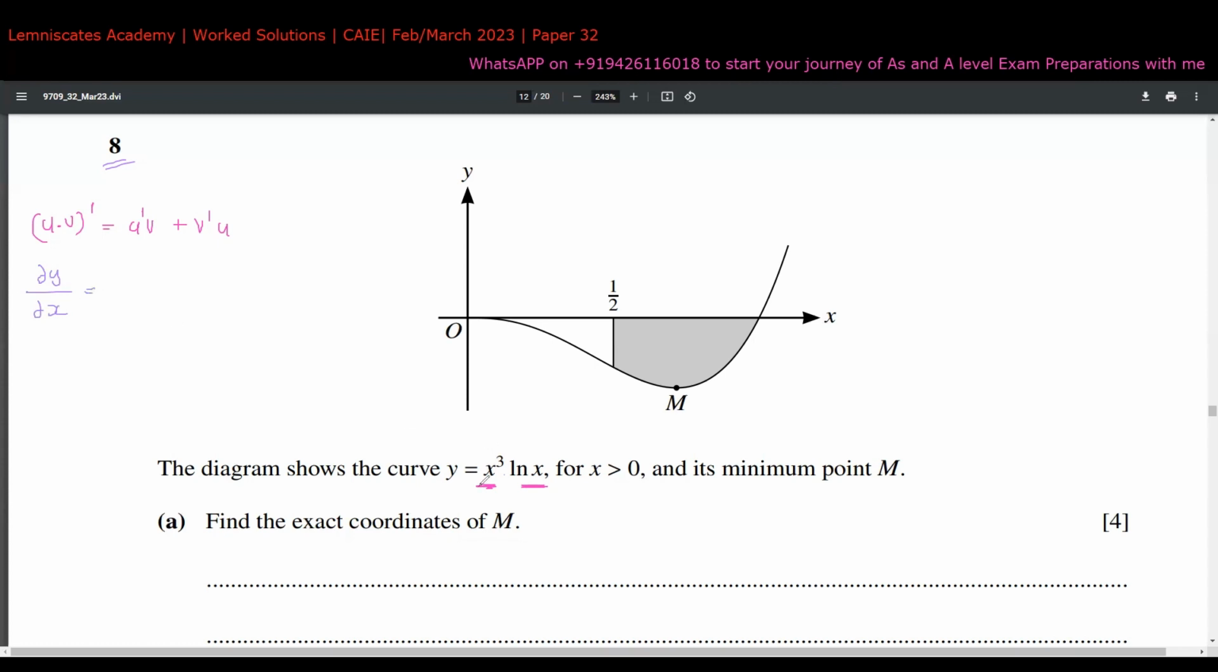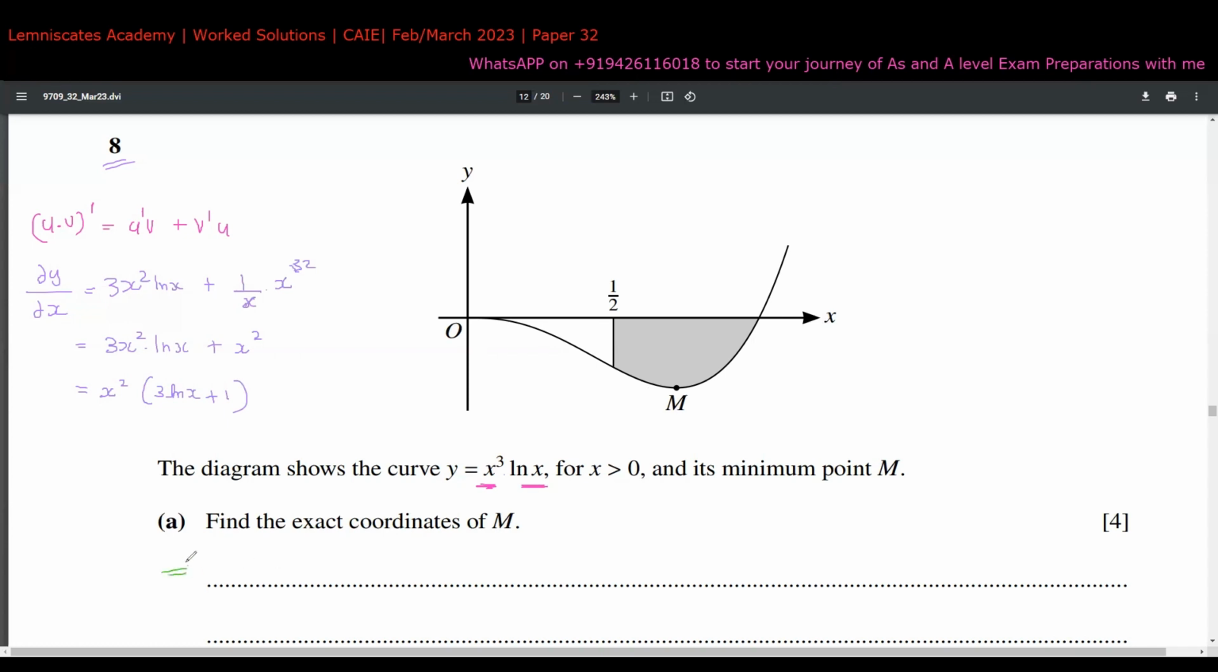So my dy dx, what's the differentiation of x cubed? It's 3x squared, keeping the second term as it is, that is ln x. Plus, what's the differentiation of the second term? It's 1 by x. I'll keep the first term as it is, that is x cubed. If I simplify, this becomes 3x squared ln x plus x squared. If I cancel this with this, I'm left with x squared. And now if I take x squared as a common term, then I'm left with 3 ln x plus 1. So that's my dy dx.